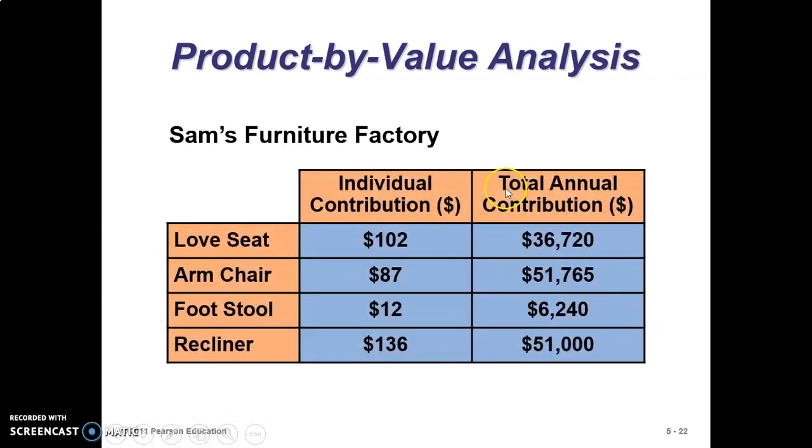So as you can see here, the individual contribution for each type of chair at Sam's furniture factory. The highest individual contribution is the recliner, but for the annual contribution, the armchair is the highest product that can give value or money to the Sam furniture company.